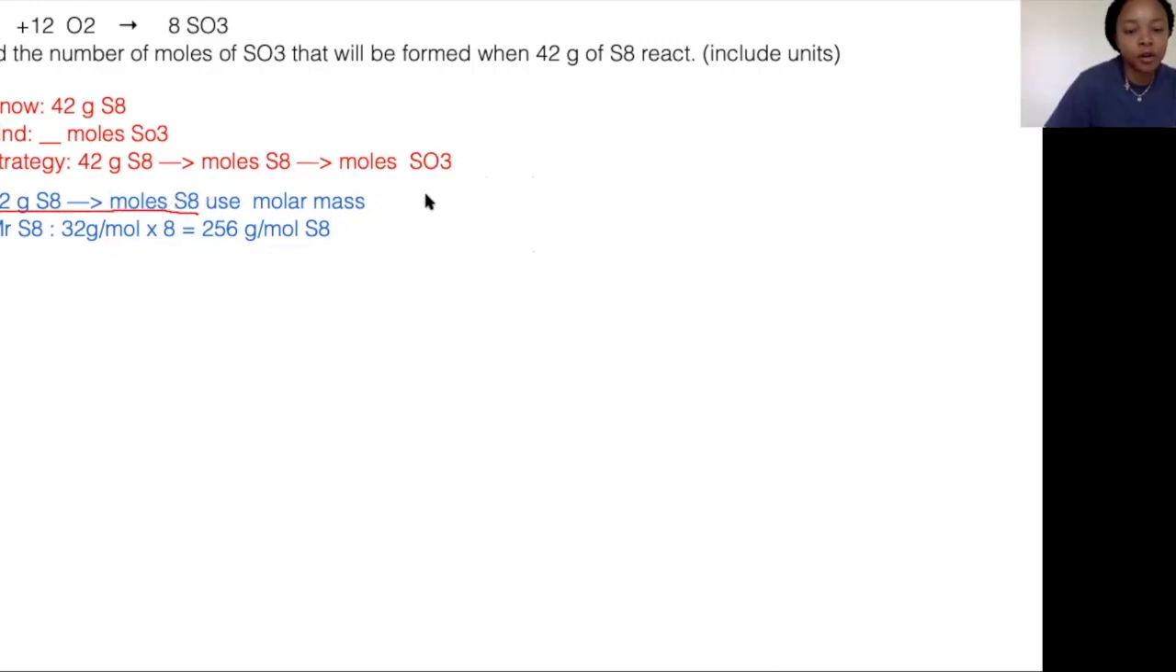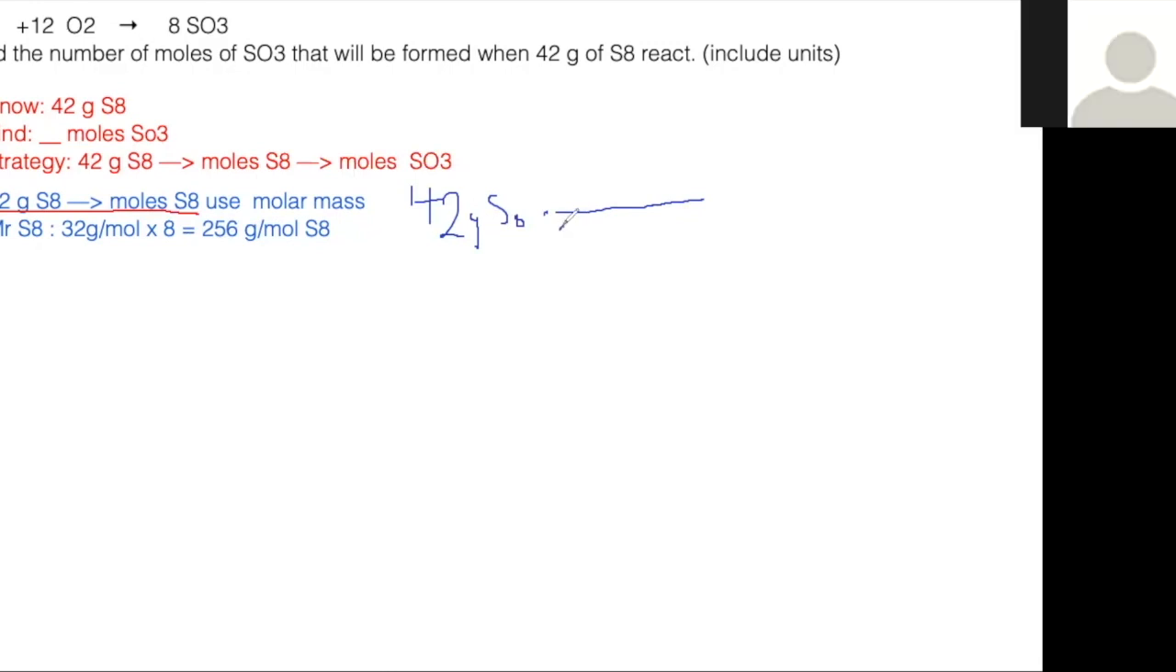Right. So I'm going to write what I have: my 42 grams of S8. Now am I gonna put my 256 grams on the top or on the bottom? You're gonna put 256 grams on the bottom.